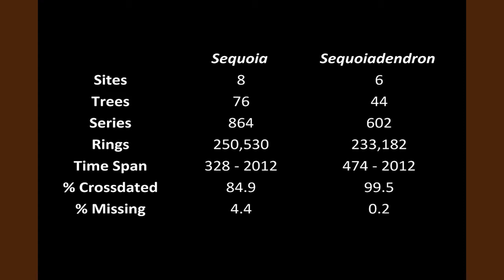So cross-dating. Out of all these rings for giant sequoia, 99.5% of them were placed with annual resolution. For coast redwood, not too shabby, 84.9% were placed. We had a lot of missing rings. 4.4% of them were locally absent at that position on the tree, compared to 0.2% for giant sequoia. So let's look at each tree.